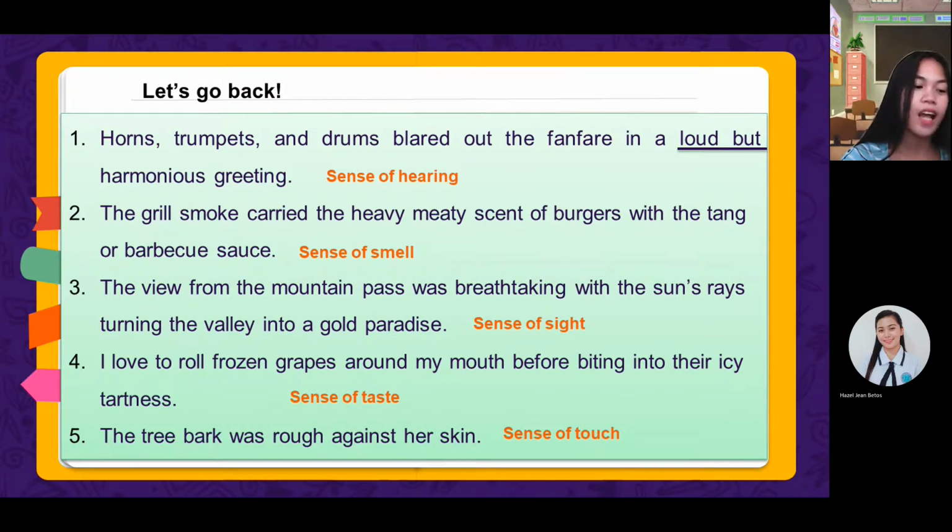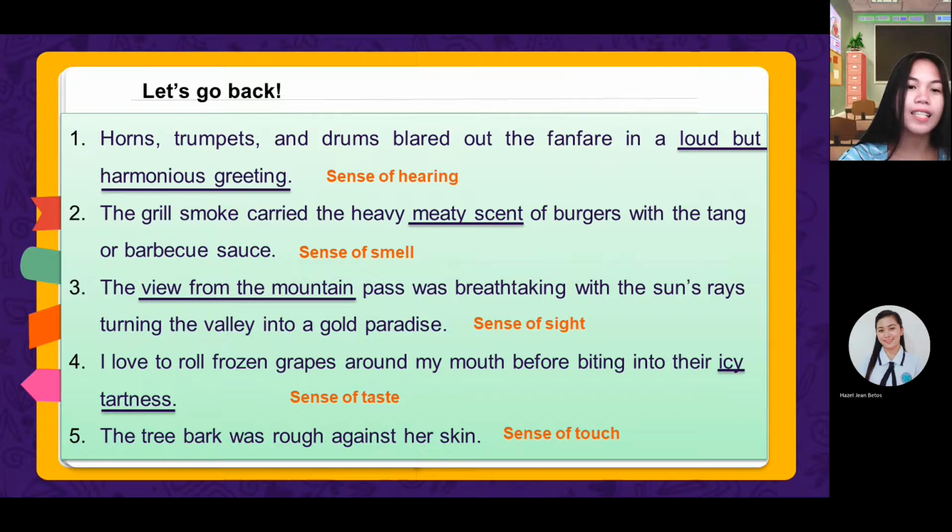So for you, Hazel, why is it under sense of smell? Of a meaty scent. All right. So number 3, this belongs to the sense of sight. For you, Stephanie, why is the sentence under sense of sight? Because of the view from the mountain. All right. Number 4, this belongs to the sense of taste. So for you, Daisy, why is it under sense of taste? Because of icy darkness. All right.